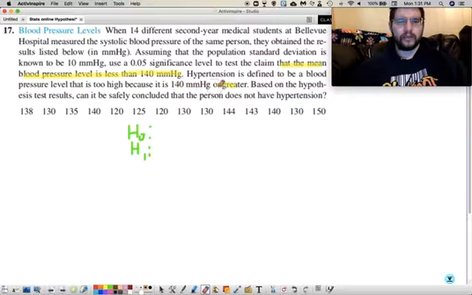So we're not testing 140 or greater. That would be testing if they do have hypertension. We're testing if it's less than 140. So find the word claim and then read. Claim that what? The mean blood pressure is less than 140.